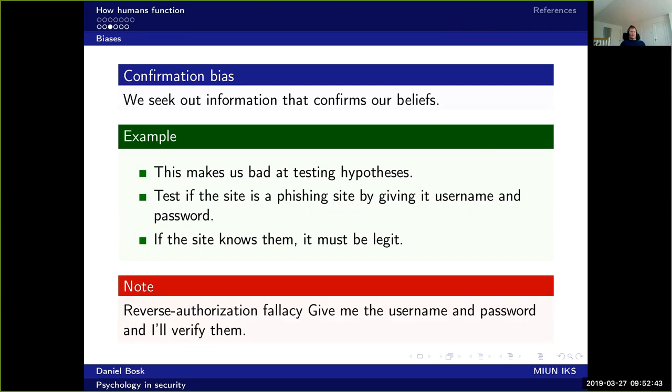A related problem is the reverse authorization fallacy, which basically says, give me the username and password and I'll verify them. So if an authority tells you that, then you have a tendency to actually do that, and then they say whether it's right or wrong. And of course, you usually give them the correct ones, so they will just tell you that yes, they are correct, and then you have fallen for this problem.